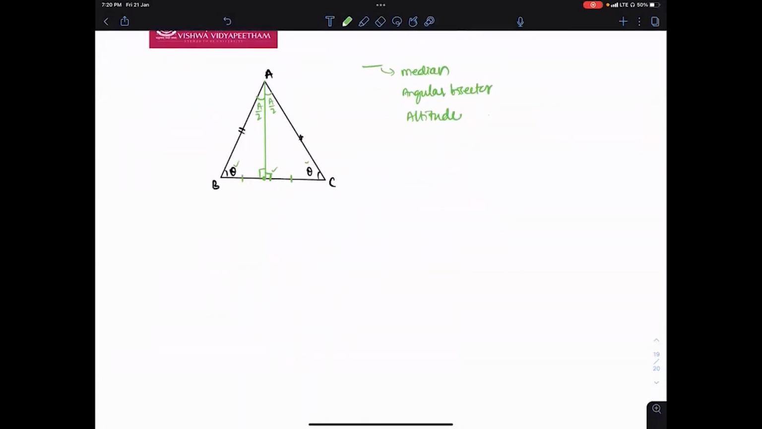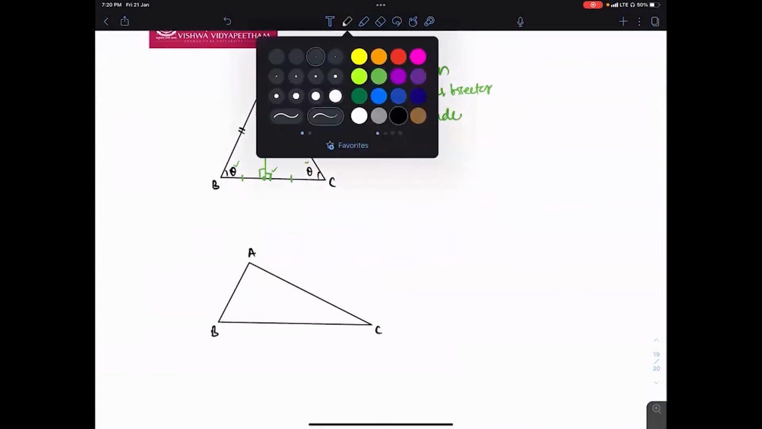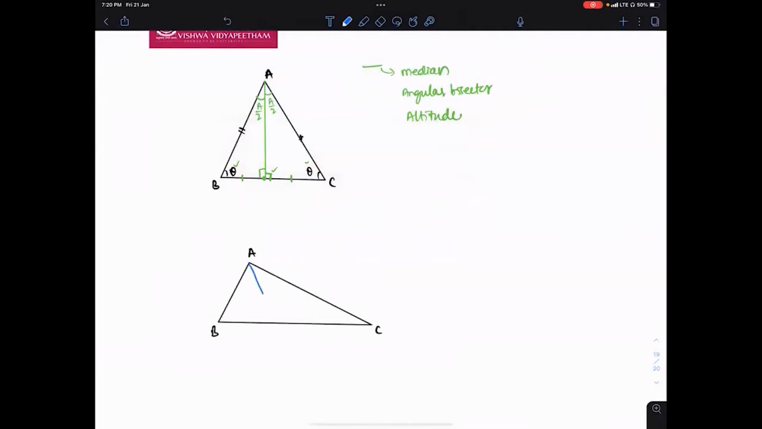The second important point is for any triangle. If I take any general triangle like this, you have an internal angular bisector and an external angular bisector. Only one simple point.